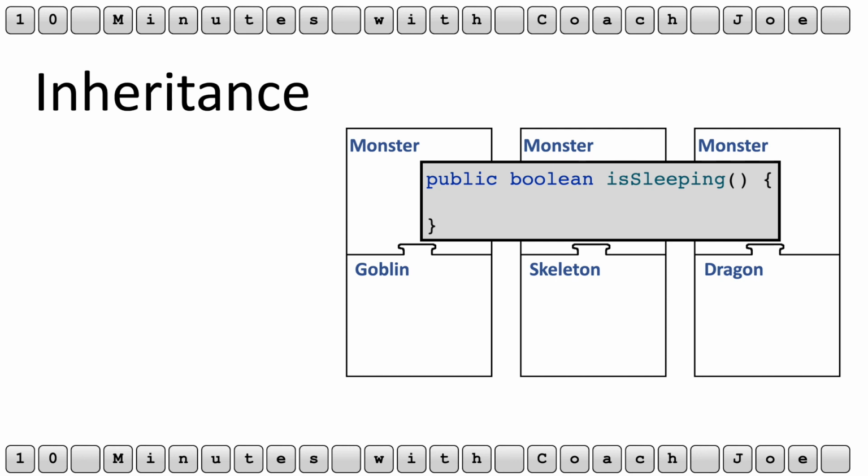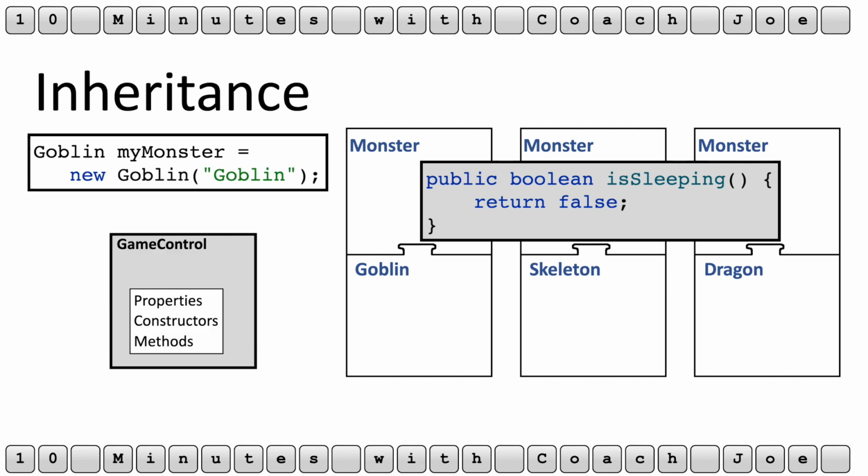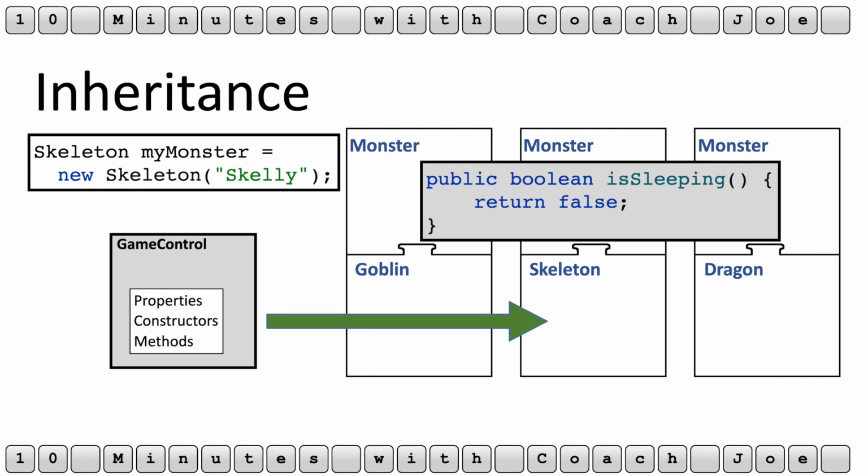For example, let's say the parent class has a public method called isSleeping. All monsters will have a 10% chance of being asleep. Let's say the result is false for this example. When the game control class instantiates the goblin child class and calls the isSleeping method, the value false is returned. If the game control class instantiates the skeleton child class, which also inherits from the monster class, and calls the isSleeping method, the value false is returned. The same method from the monster parent class is used by both child classes. This is one example of code reusability.